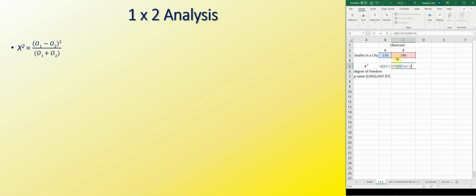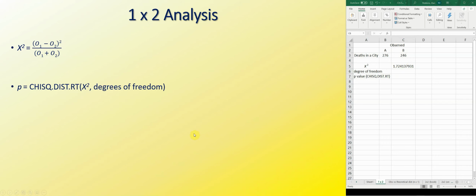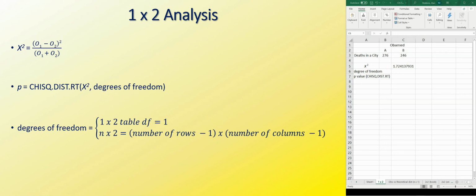And so our final number here, 1.72, a whole bunch of decimal places. Now in chi-squared, to get the degrees of freedom, what we do is we look at the number of rows and the number of columns. Now, if either of those rows or columns is 1, we're going to use 1 for that value. If we have more, then what we do is we look at the number of rows minus 1 multiplied by the number of columns minus 1.